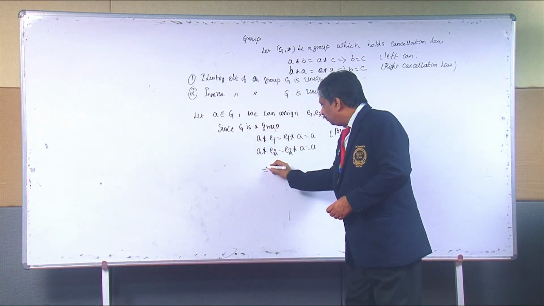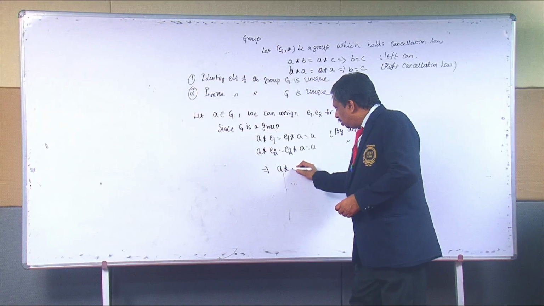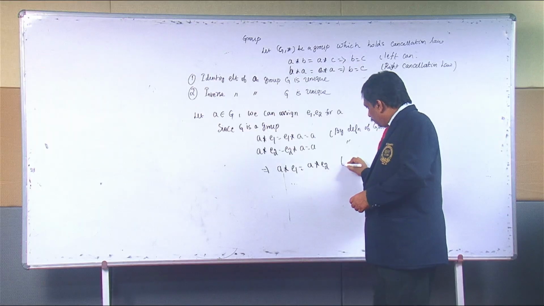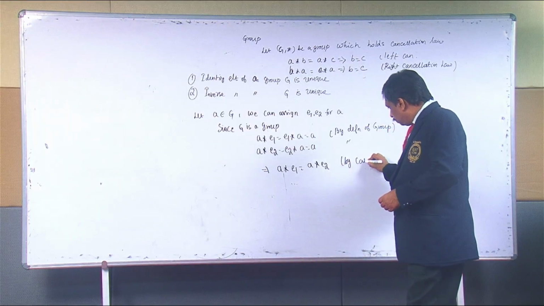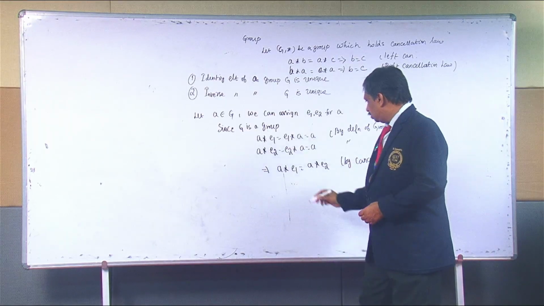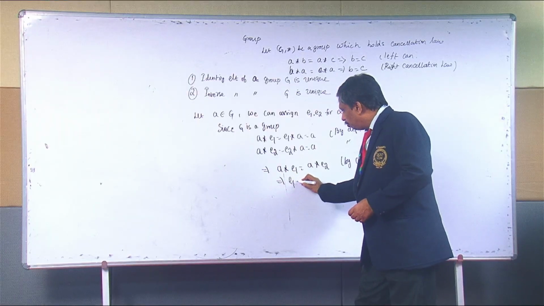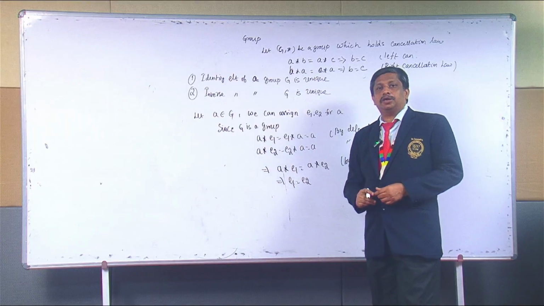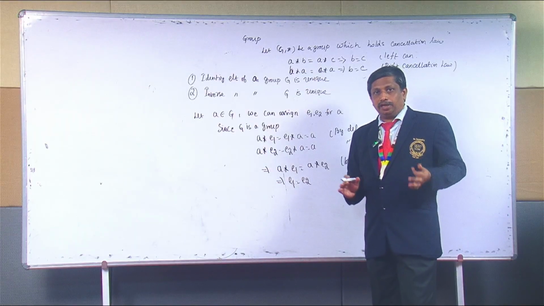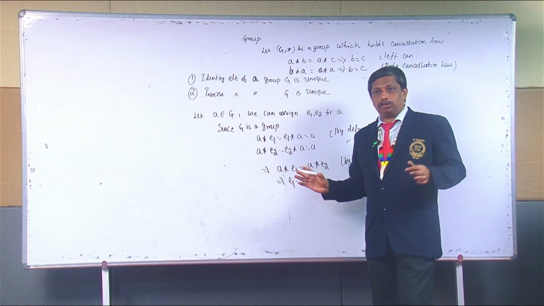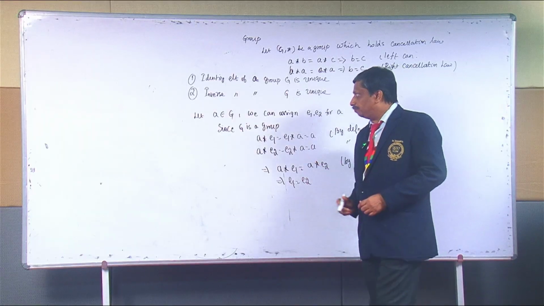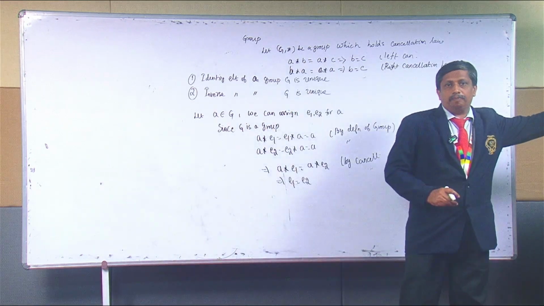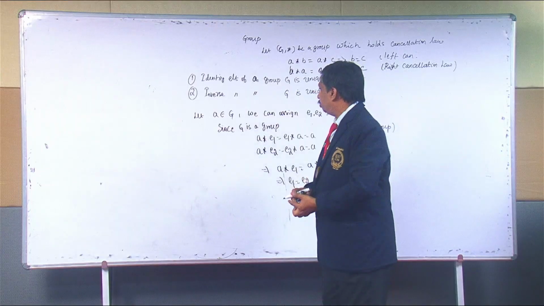Now I am comparing the values. A star E1 equal to A star E2. By cancellation law, E1 equal to E2. From that we can understand that the identity elements are unique. We cannot find more than one identity element. That's the meaning of this. Similarly, we can come to the second property. What is the second property? The inverse element of G is unique.